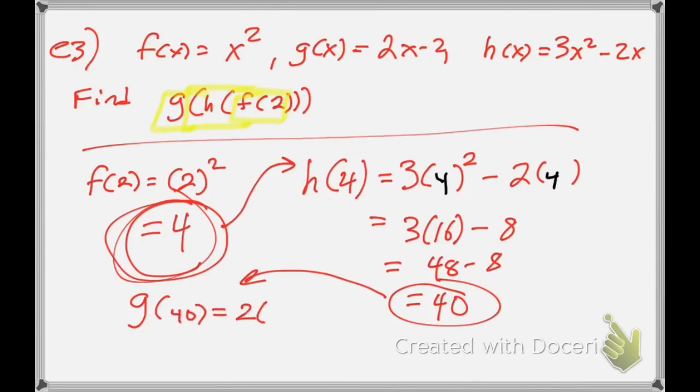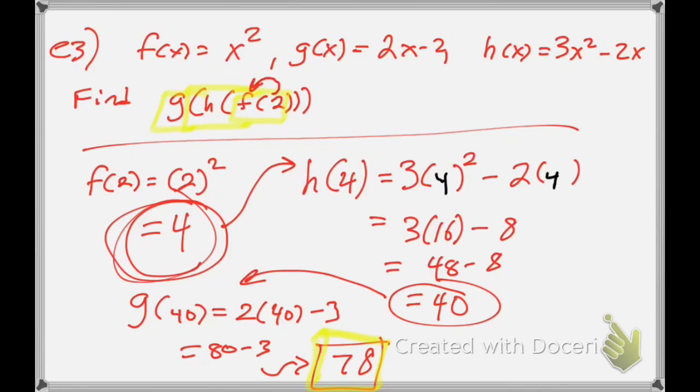And now I'm going to take the x, replace it with 40 minus 3, so I get 80 minus 3, which gives me 78. And 78 is my solution there. So you just work on the inner function, the function closest to the number, and just work your way out, solving each function and taking that result and plugging it into the next one.